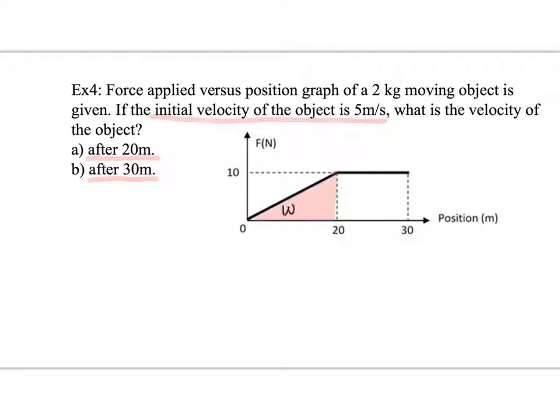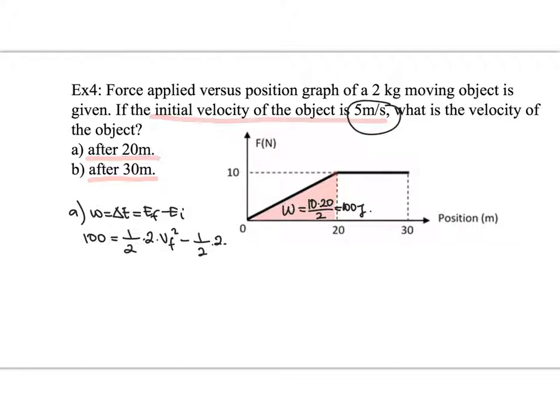Here the work done is equal to, from the area of the triangle, 10 times 20 over 2, which is equal to 100 joule. So for A, the work done is equal to change in energy, which is equal to the final energy minus the initial energy. So 100 joules of work is done. Final energy from the formula of the kinetic energy, 1 over 2 times mass 2 times V final square minus 1 over 2 times mass 2, the initial velocity 5, so the square of 5, 25.